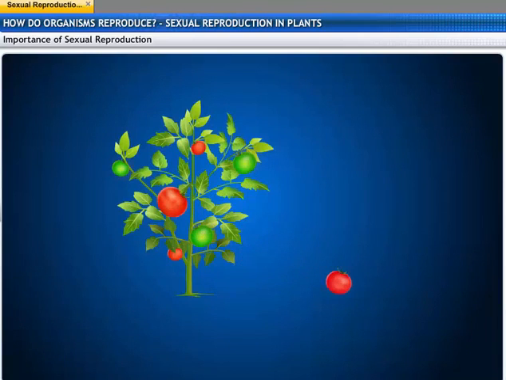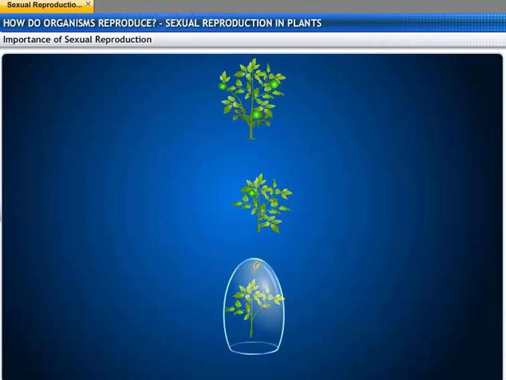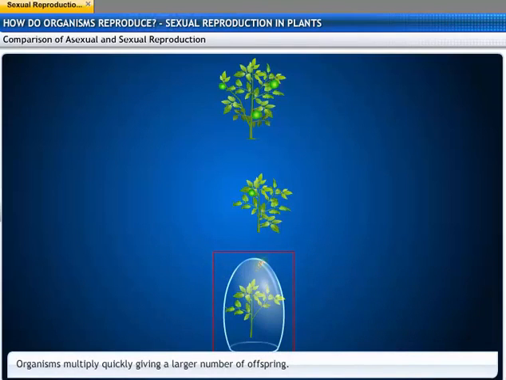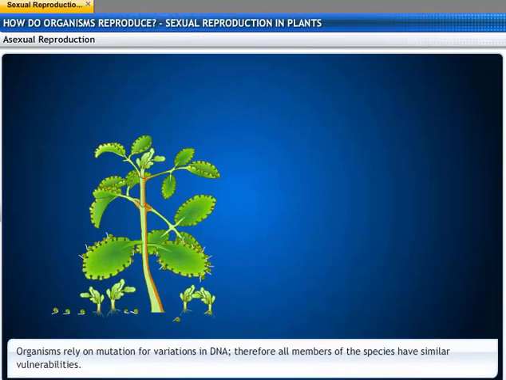Offsprings produced through sexual reproduction may be less susceptible to certain diseases. For example, tomatoes may gain resistance to bacterial diseases over generations through sexual reproduction. Did that sound complicated? Let me explain further. Organisms that reproduce asexually tend to multiply quickly.